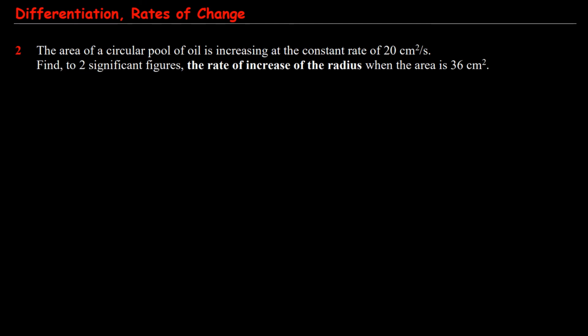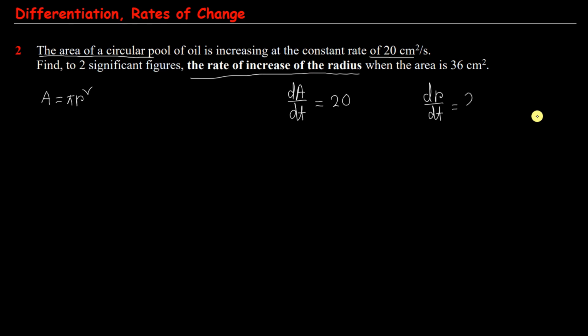So in this question number 2, it is written here the area of the circular pool. We know the formula for the area, pi r square. Let me write it, pi r square, and increasing at a constant rate 20. So the information given is dA by dt, area with respect to time, increasing at a constant rate which is 20. The question is the rate of increase of the radius, meaning we are going to find out what dr by dt is.